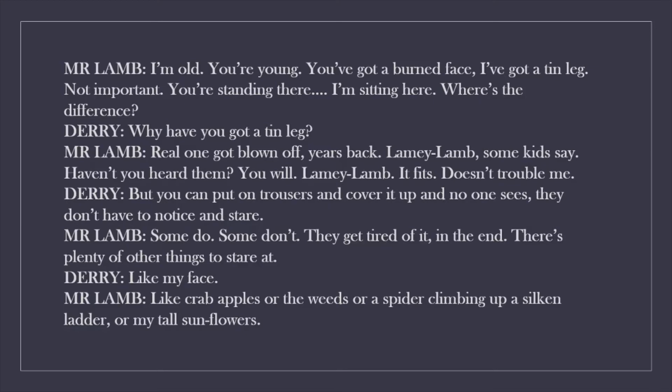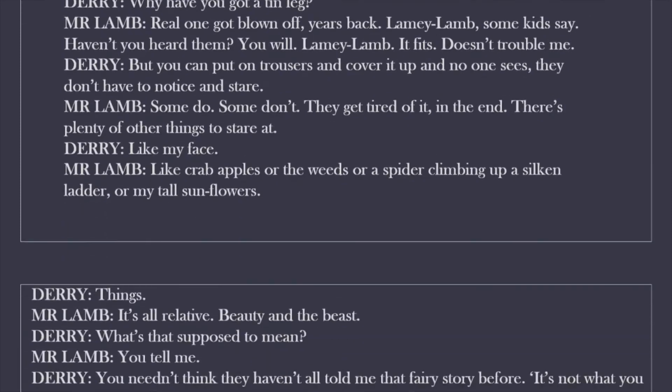Derry showed his face in reply to this statement of Mr. Lamb. And then Mr. Lamb suggested that things like crab apples, weeds, spiders, and the tall sunflowers could also be some of the other things that people would probably look at and discuss. Overall, he meant to say that there are different things people can look at.